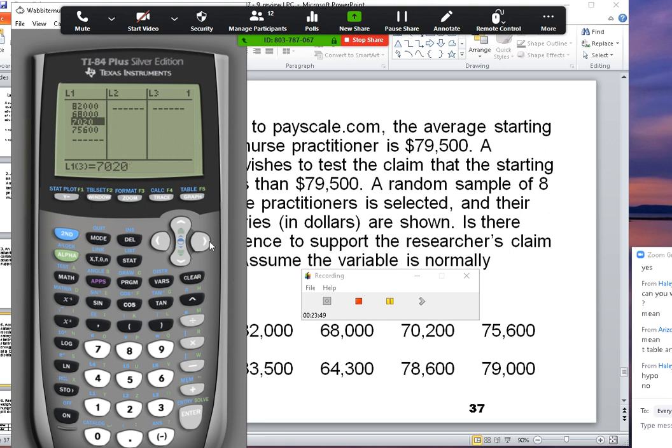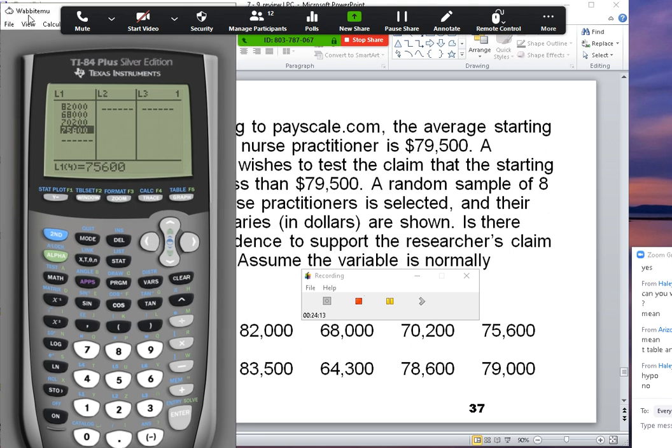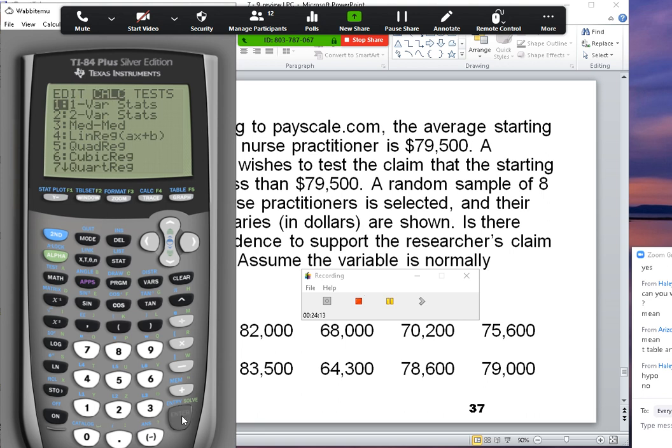And then once you have them all in there, all 8 of them, then 83500, then hit stat, calc right here, stat and then calc, 1-Var Stats, and then hit second L1, and that will give you your X bar and your S. This is wrong because I didn't type them all in yet. That'll give you your X bar and your S.